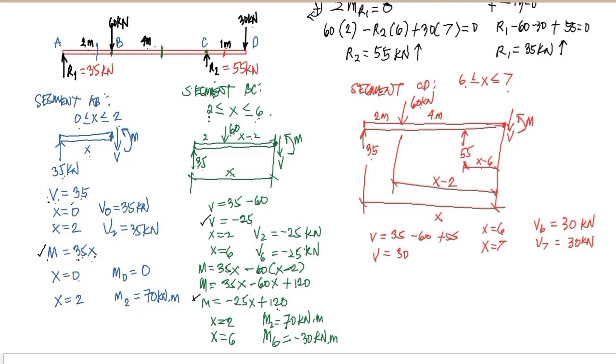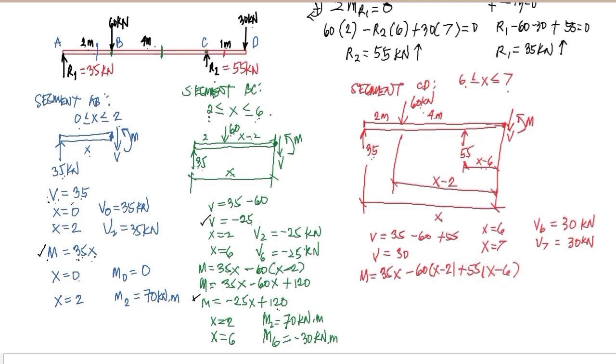Now for the moment, so we just summate moment here at the section. So we have here moment is equal to, so this 35 will create a clockwise rotation. So we have here 35 multiplied by x, and the 60 will rotate counterclockwise, so minus 60 multiplied by x minus 2. 55 here will rotate clockwise, so we have here plus 55 multiplied by the distance of x minus 6.